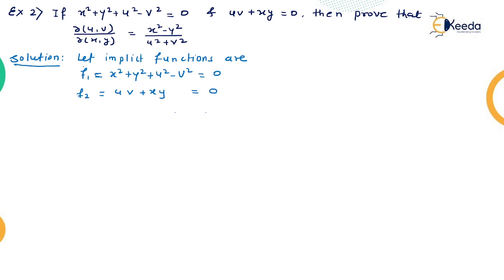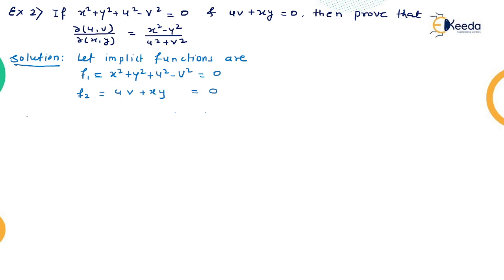So here in the solution, you have to define implicit functions. The first implicit function is x square plus y square plus u square minus v square, and the second implicit function is uv plus xy equal to 0. Now let me start. What is the definition of an implicit function actually?